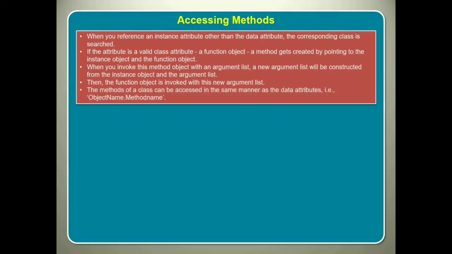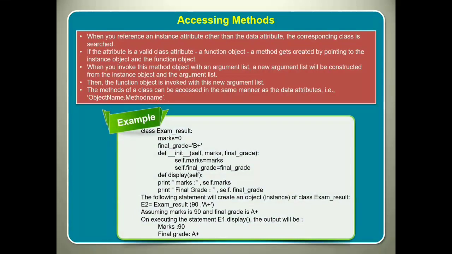The methods of a class can be accessed in the same manner as the data attributes, that is, object name dot method name. Now, putting all the concepts together, let us see the following example. The statement E2 = exam_result will create an object or instance E2 of class exam_result, assuming marks is 90 and final grade is A+.